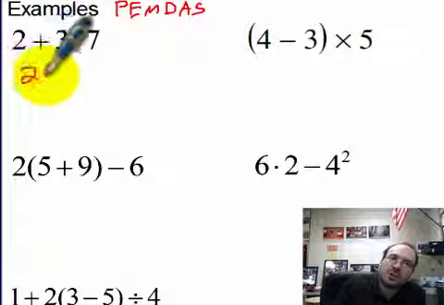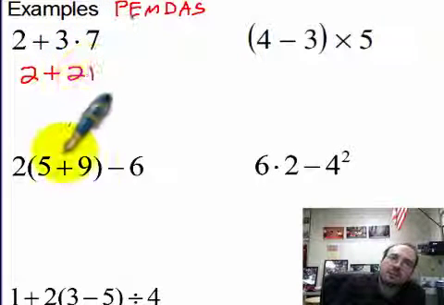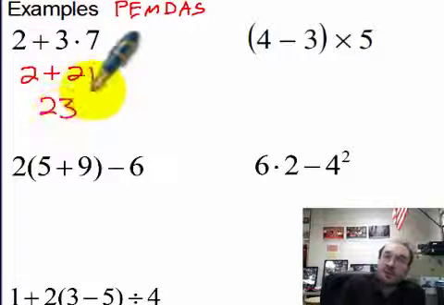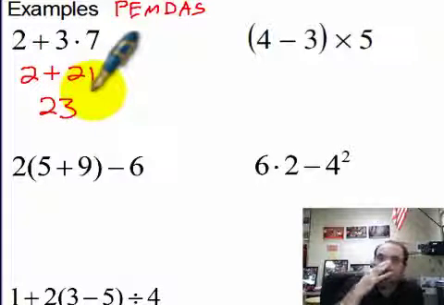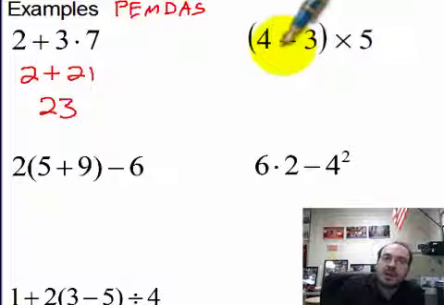So we do 2 plus, and then I do 3 times 7 is 21. And then 2 plus 21 is 23. And you would have gotten a different answer had you done it the other way, and that answer would not have been correct. Okay? Let's look at another one here.